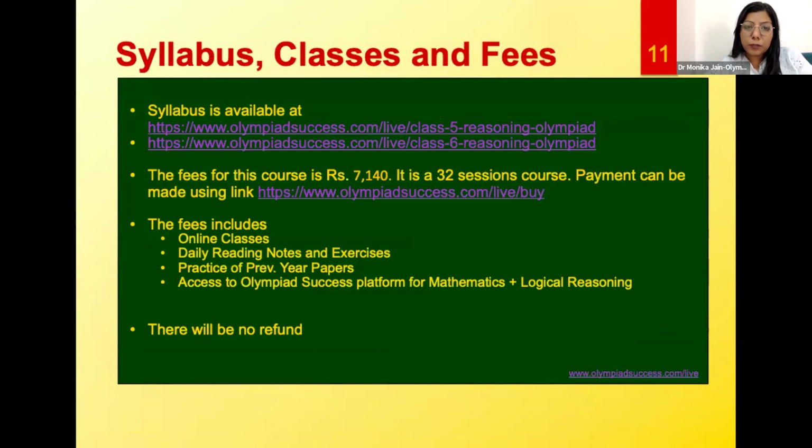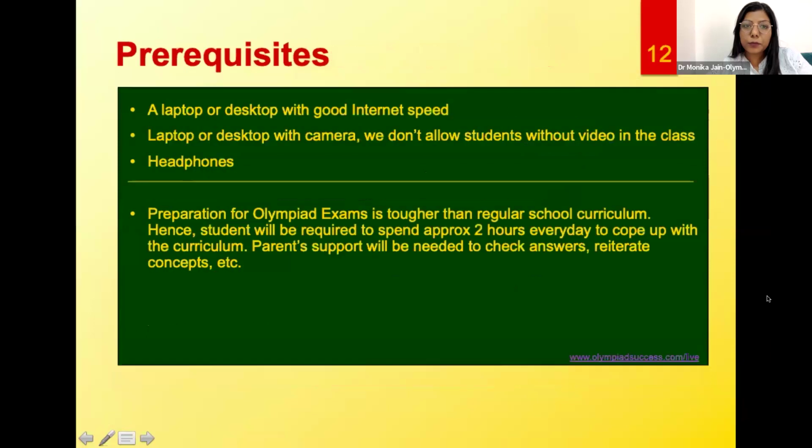The fees for this course is 7,140 rupees and the total number of sessions will be 32. The fees includes online classes, daily reading notes and exercises, practice of previous year papers, and access to the Olympiad Success platform for maths and logical reasoning.